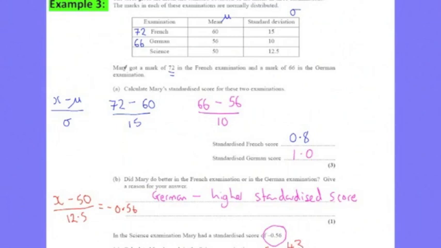So here you can see that Mary's mark is below the mean. The mean of the class is 50. Mary's mark is 43. That's why we have a negative standardized score, whereas the other 2 standardized scores were positive. They were above the mean value for the class.